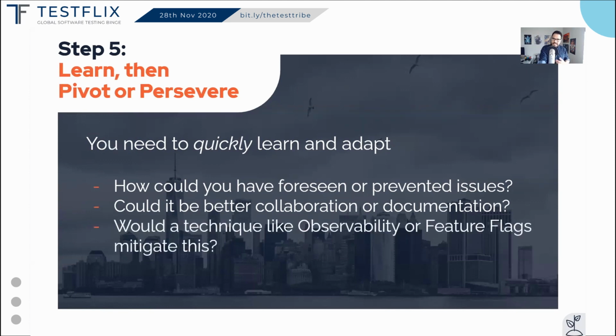Would a technique like observability, maybe site reliability engineering and their SLIs, SLOs, and other techniques, maybe even feature flags, mitigate this or prevent these issues so then you could have gone faster the first time? This part is important because as you begin to scale your solutions and ideas, you need to get better and faster along with it. Again, we're trying to accelerate quality, not just for our solutions, but for our product and features as well.